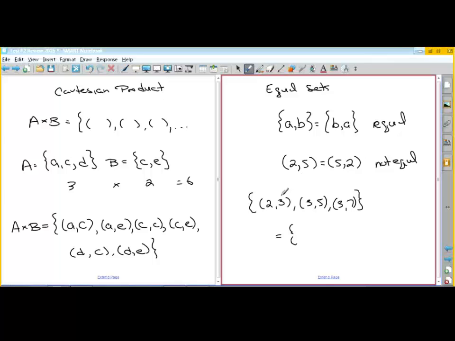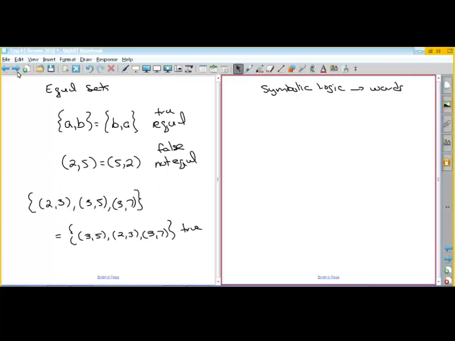When they would be equal is if I repeated this exactly the same, or if I did the same Cartesian pairs in the same order within each pair, but I changed the order of the Cartesian pairs. So I've got 3 comma 5, and I've got 2 comma 3, and I've got 3 comma 7. And this would be true. So this one was true. This one's false. So in this case, they're true because the order of the listing of the Cartesian pairs is not important when it comes to sets, but Cartesian direction is. Okay.